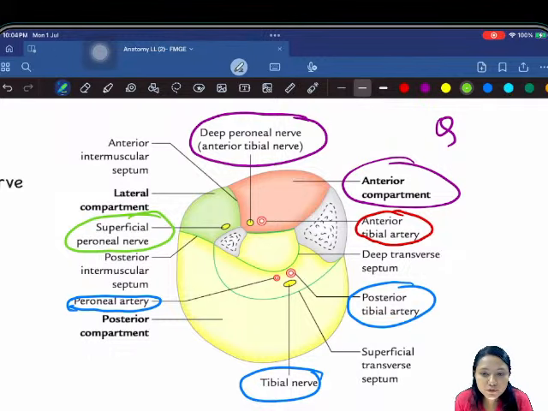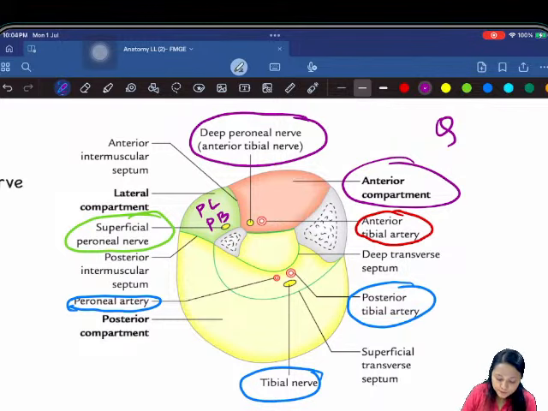So if they ask you what is the nerve supply of peroneus longus, anybody in the chat? From this you know that peroneus longus and peroneus brevis are in the lateral compartment. So what is the nerve supply of peroneus longus? Anybody in the chat box? The nerve supply of peroneus longus and peroneus brevis is the superficial peroneal nerve.